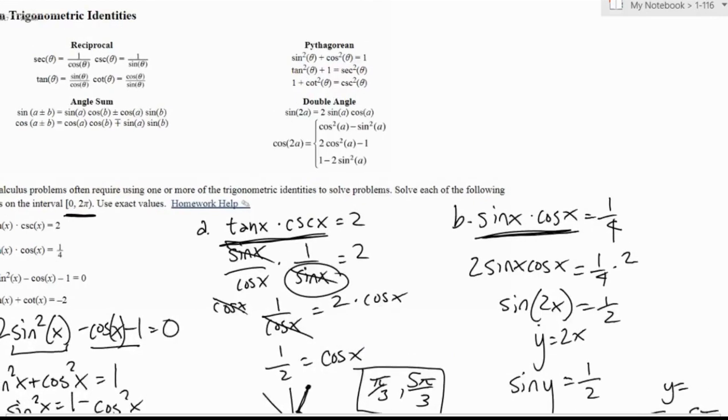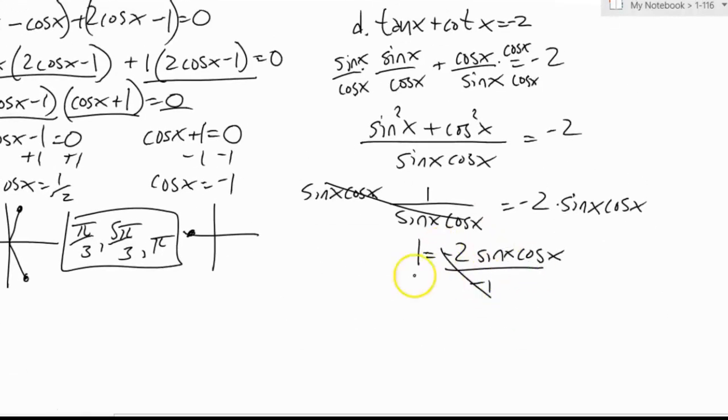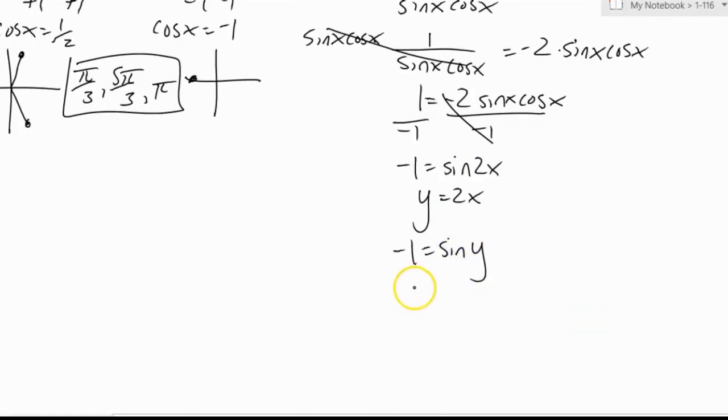But also double angle identity, 2 sine cosine is equal to sine of 2x. So if I divide this by -1, I have 2 sine cosine, which is equal to sine of 2x, using that double angle identity. Again, I'm going to kind of use substitution here. Y equals 2x. So -1 equals sine of y. So where do I have a sine value of -1? That happens at 3 pi over 2. And that is equal to 2x. So x is equal to 3 pi over 4.